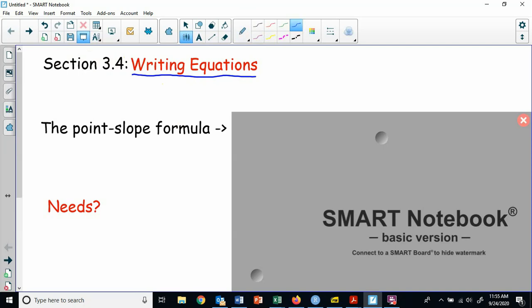Writing equations is a very important skill in math because that's how we do most of our modeling. That's how we take lifelike situations and turn them into math so that we can solve them. So writing equations is a very powerful idea.